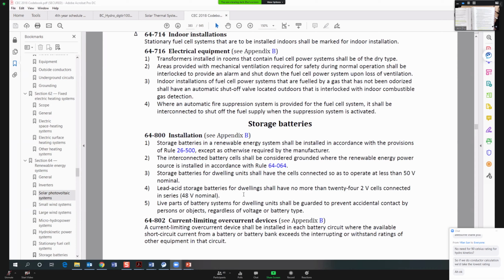Lead acid storage battery for a dwelling shall have no more than 24 2-volt cells connected in series, so 48 volts maximum. Live parts of a battery system for a dwelling unit shall be guarded to prevent accidental contact by person or object, regardless of voltage and battery type. Because a battery can supply large current, even if it's low voltage, you have to guard those live parts to prevent accidental contact, so people are not going to accidentally drop any kind of metal parts on top to short them.